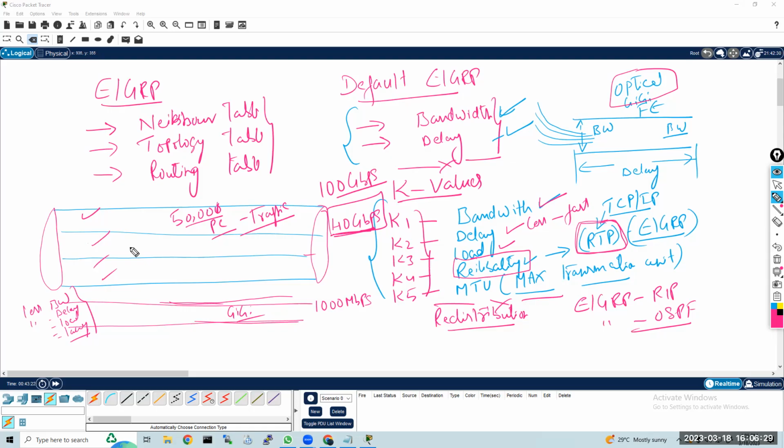All right, then we'll proceed. We'll look into that during the redistribution. Yes, we will do that lab, no problem. We will do this redistribution lab today itself.